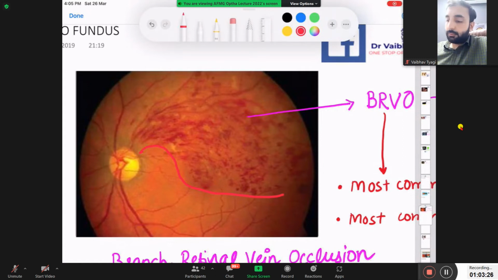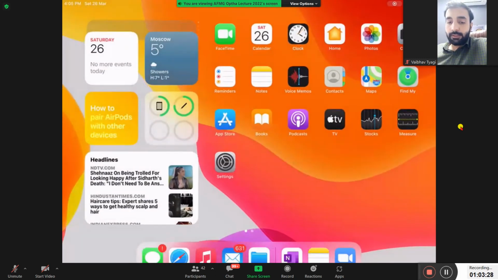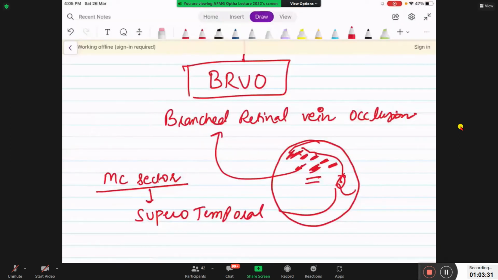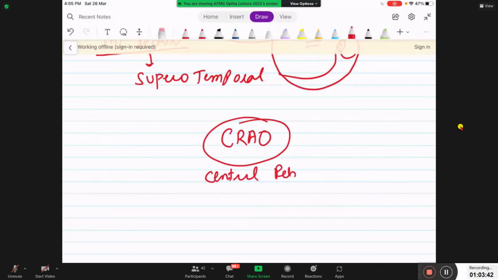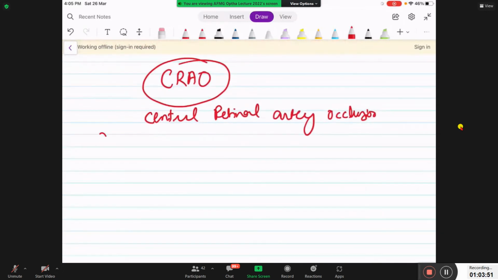So next, write down. Next important topic is central retinal artery occlusion, CRAO. CRAO is central retinal artery occlusion. Write down the causes of CRAO.